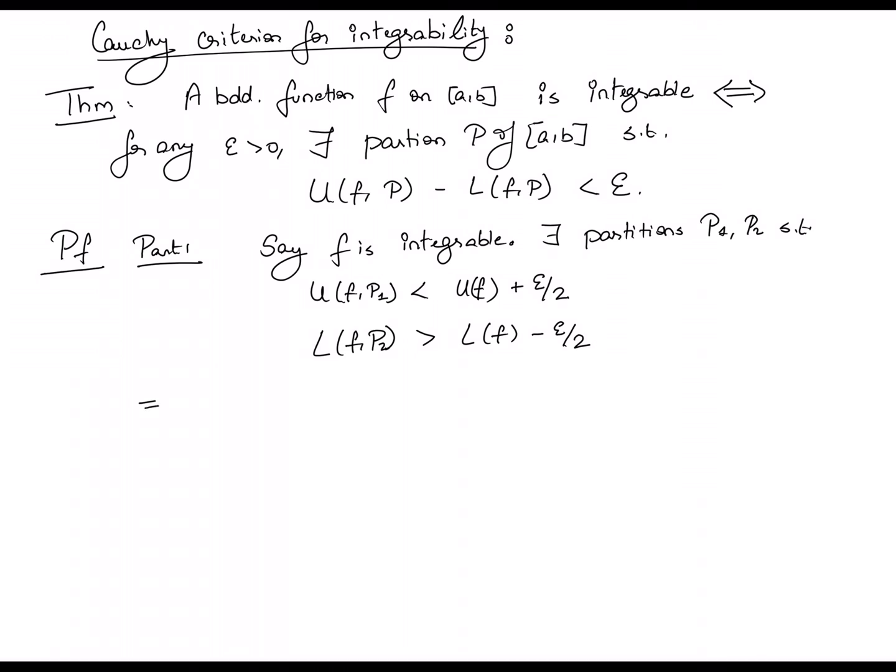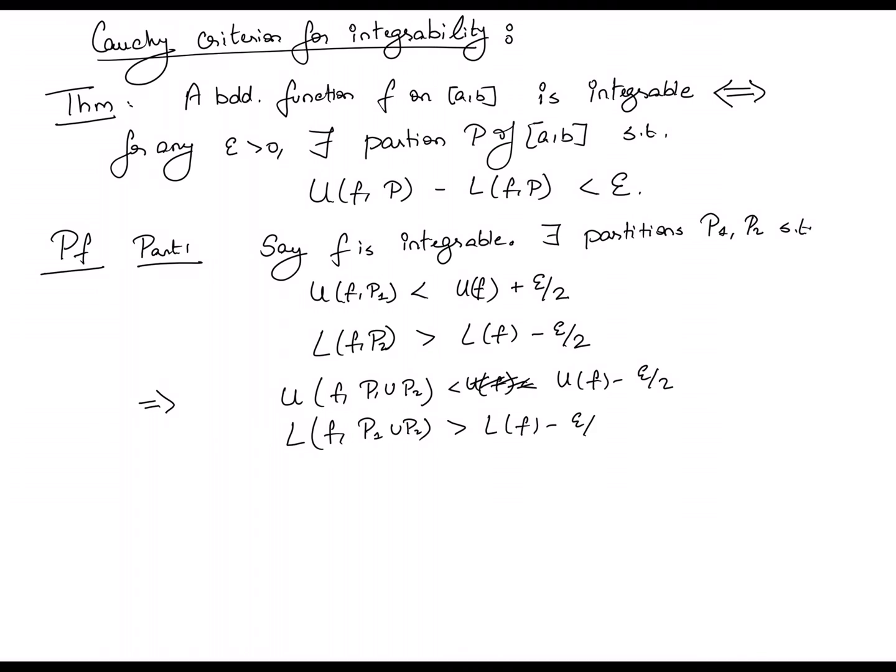Which means that if you now look at U(f, P1 union P2), this is also going to be less than U(f) + epsilon/2, because when you make the partition finer, the upper sum further decreases. And similarly, if you take L(f, P1 union P2), this is also greater than L(f) - epsilon/2. Now all you have to do is patch these two together.